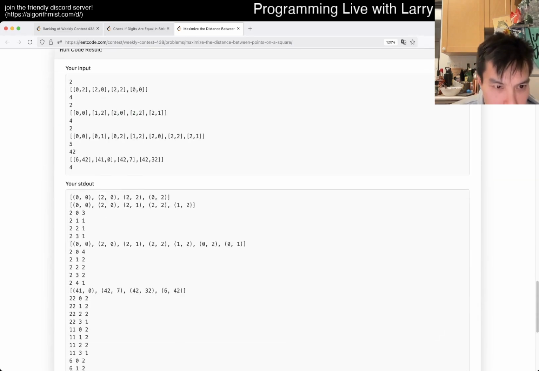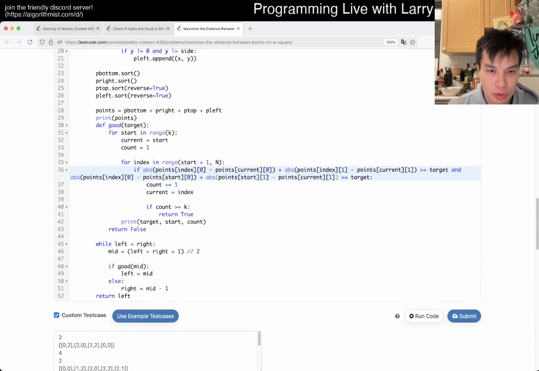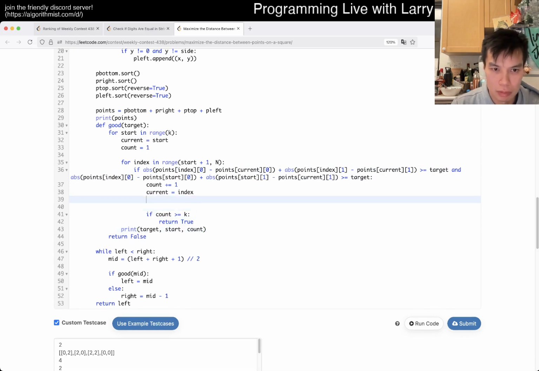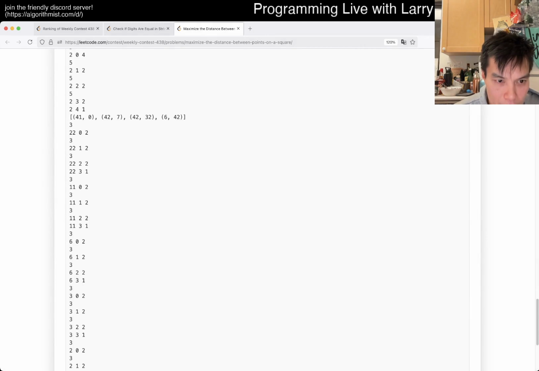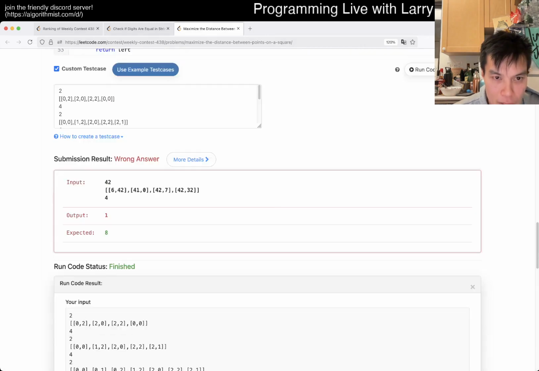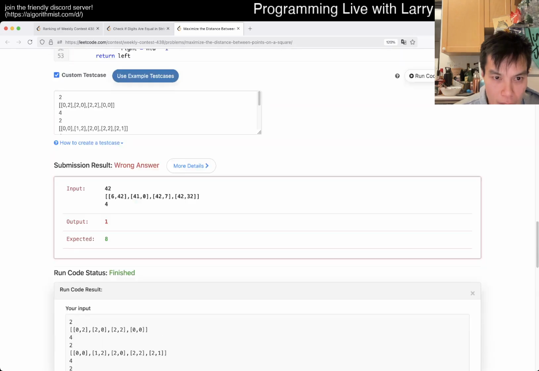Okay, so why is 6 wrong? 6 is 2, why is it 2? Start count, index. Let's just figure it out. Okay. 6, 0, we find index 3. Why though?